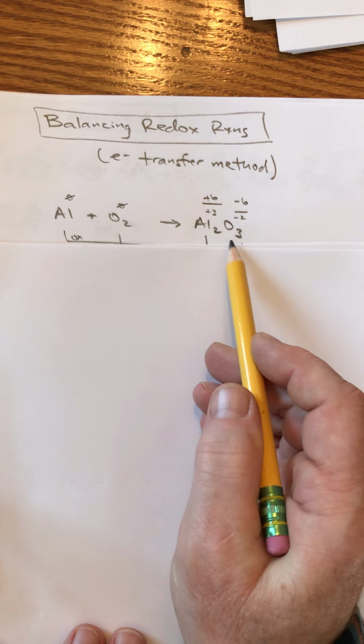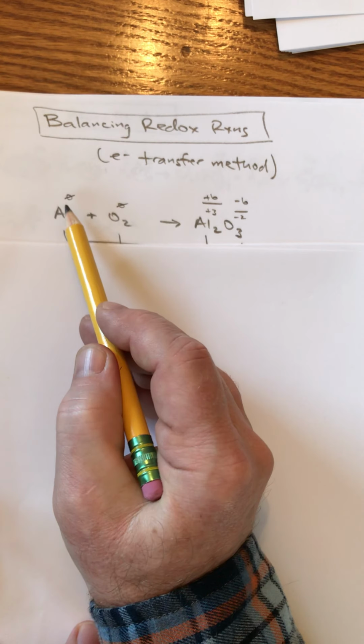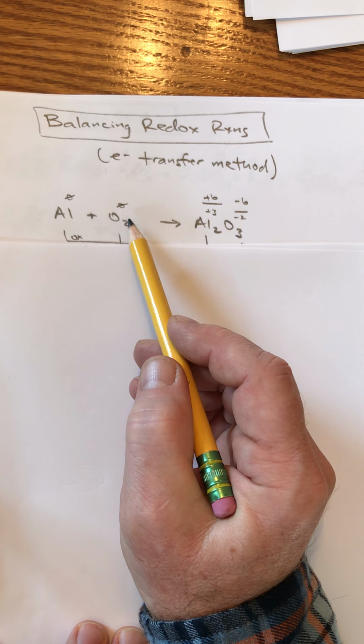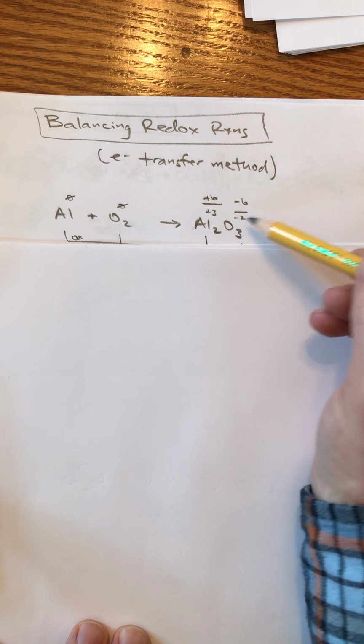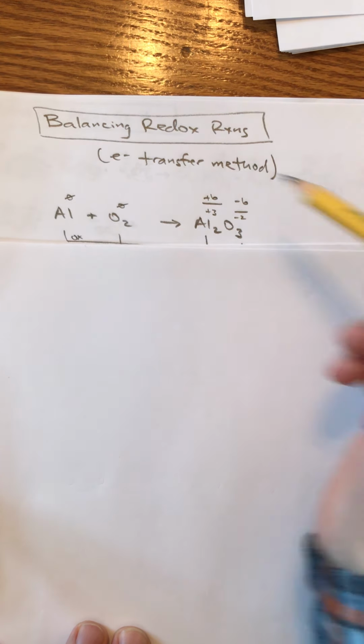For example, if I look at aluminum plus oxygen forming aluminum oxide, aluminum's free element starts as 0, oxygen's free element starts as 0. In a compound, this turns out to be +3 and -2, and you go, oh, this is a redox reaction, and I can find out what changed, and we'll explain this in great detail.